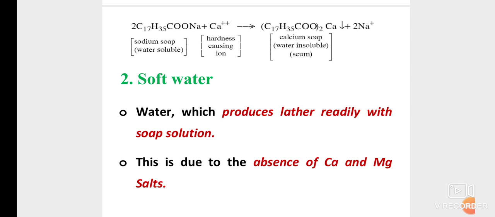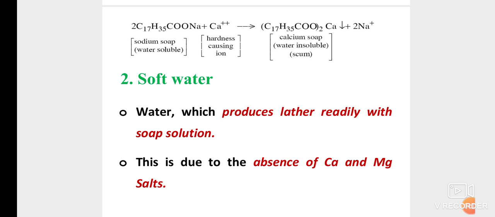Suppose the water contains calcium 2+, what will happen? Calcium soap is formed. So calcium soap is called the scum. Scum means precipitate. So if the water contains any calcium and magnesium, they react with the sodium soap to form the scum or white precipitate, so it does not form any foam or lather. This reaction occurs if the water contains calcium or magnesium salts.